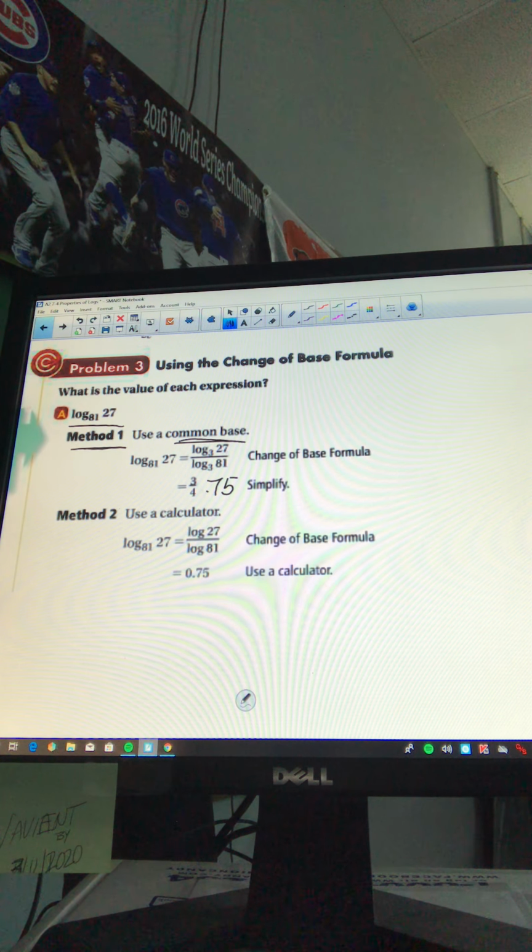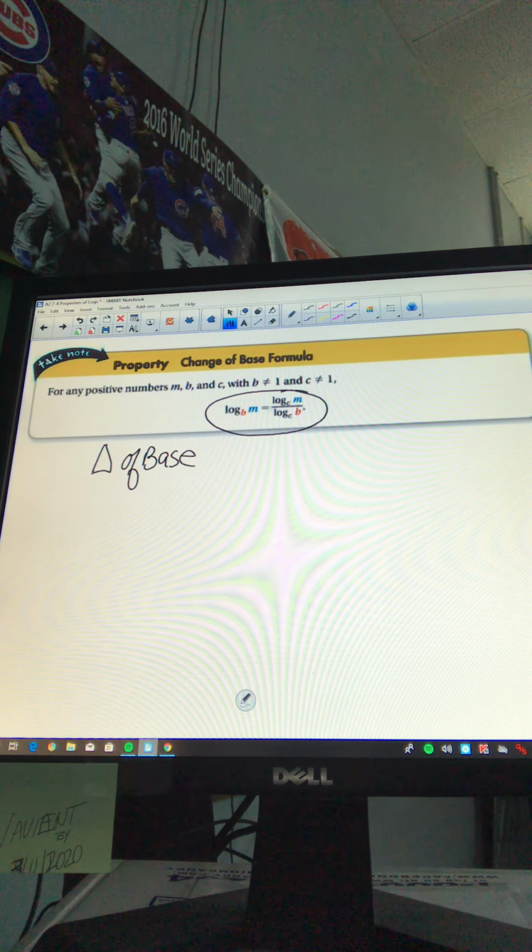And if you just want to use change of base, and you don't have a problem with getting a decimal, I'm not real concerned with using a common base, because you notice the answers are the same. Again, this is pre-calculus, and we're just reviewing this, so we're not going to get into too much detail, because you've already had this.